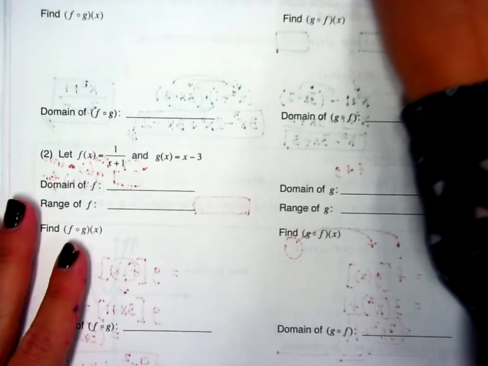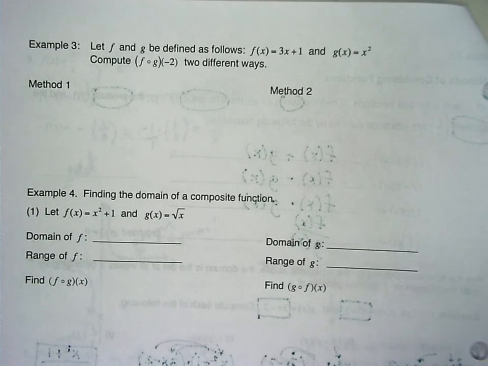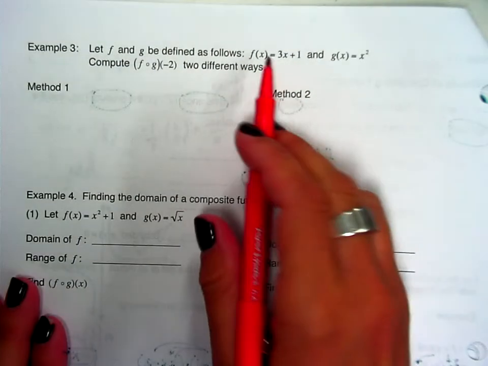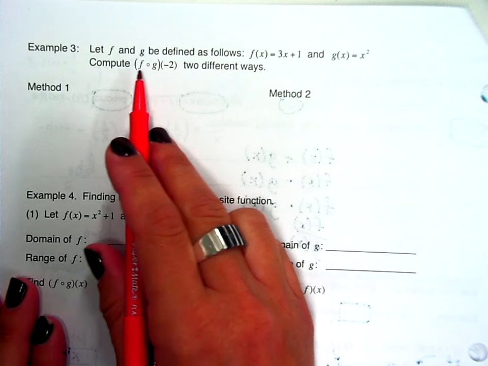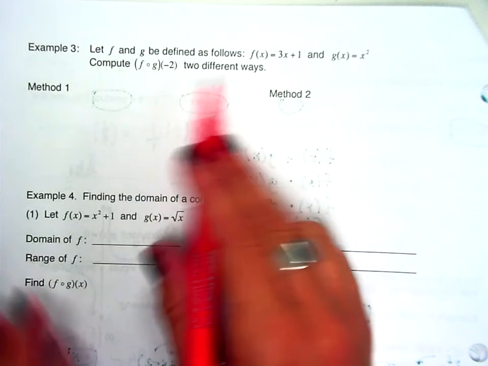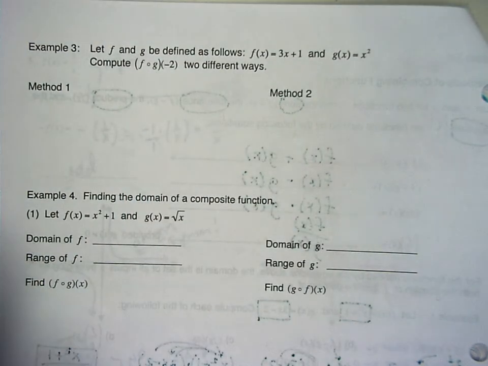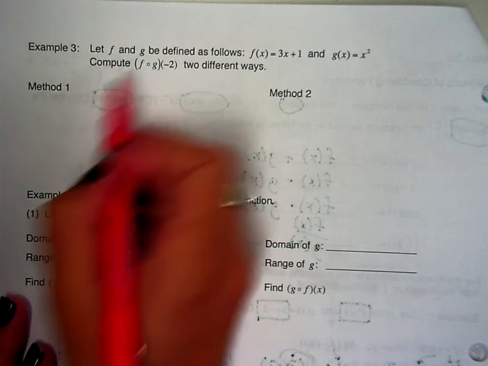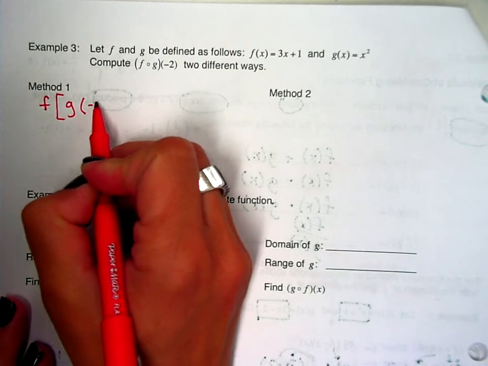What about when we have a number on the inside there? So what do I have here? I have the same functions. f is 3x plus 1 and g is x squared. And we want to find f of g of negative 2. And there are two different ways we can do this. It just depends on your personal preference. So the first way, I'm doing f of g of negative 2.